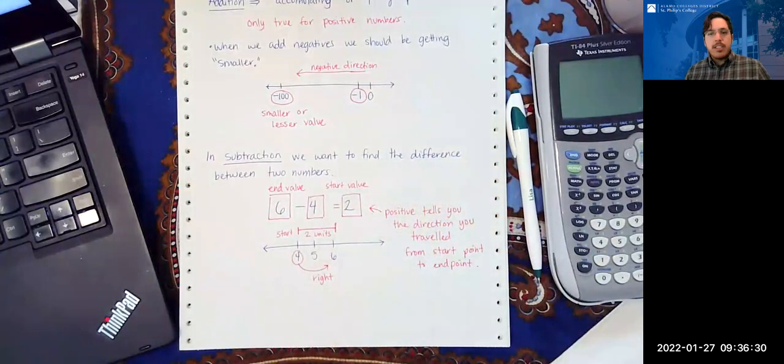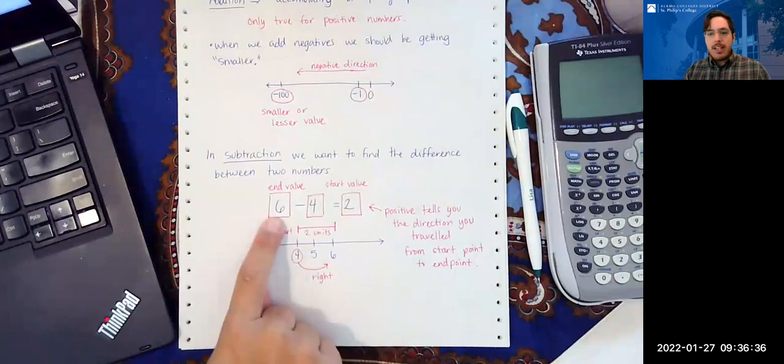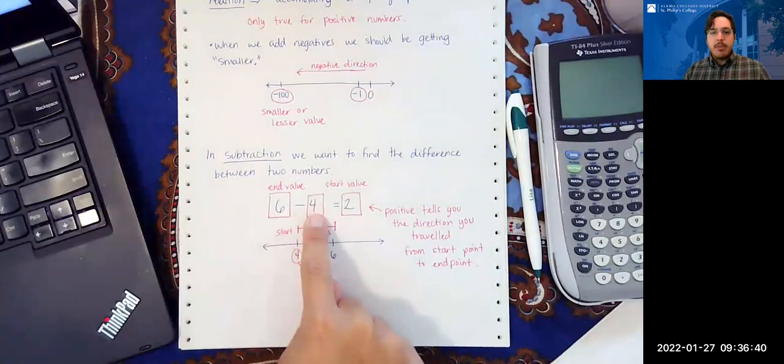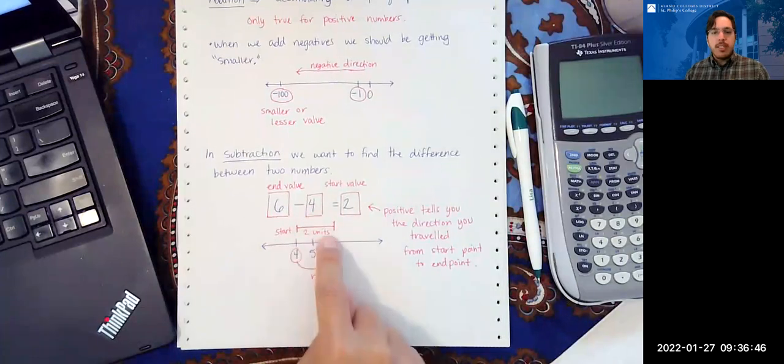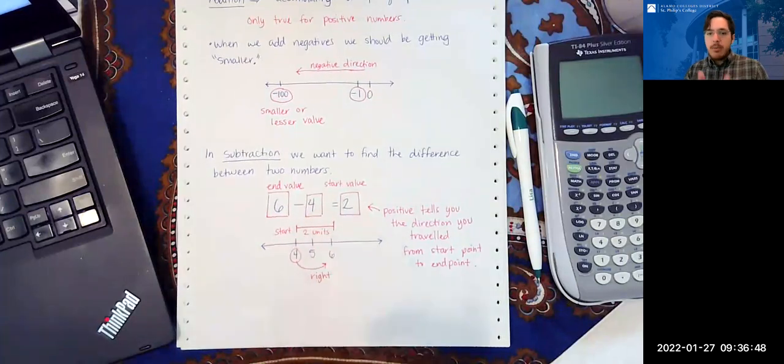Again, just to clarify, with subtraction, it's written a little bit backwards. The end value comes first, so that's your stopping place. And the second number is your starting place. When you find the distance between them, we can say 2 units. But what direction did we move to get from 4 to 6? We moved to the right, so that's why our answer should be positive.